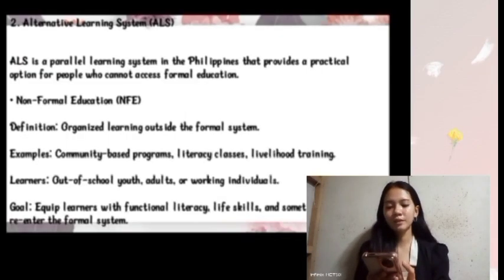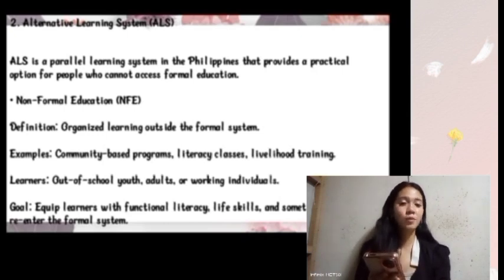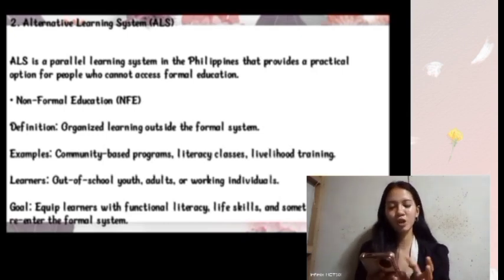So number two is the Alternative Learning System, which is the ALS. So ALS is the parallel learning system in the Philippines that provides a practical option for people who cannot access formal education.